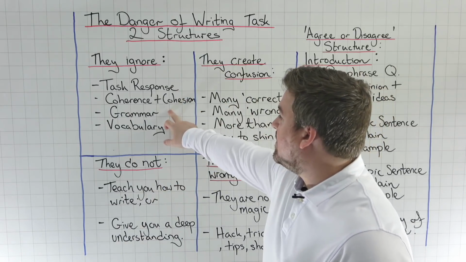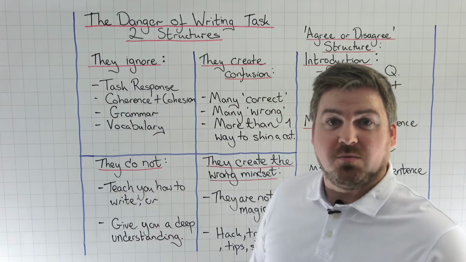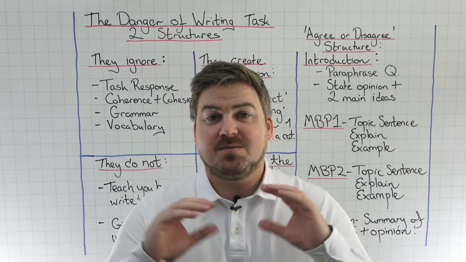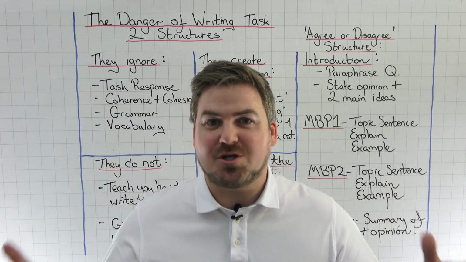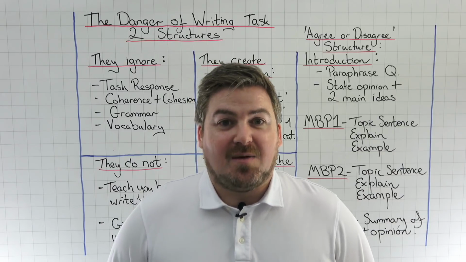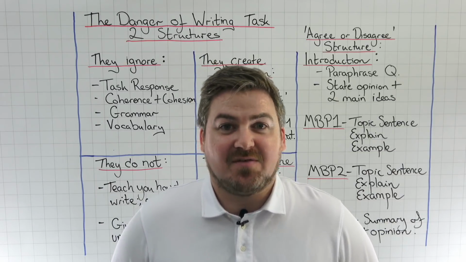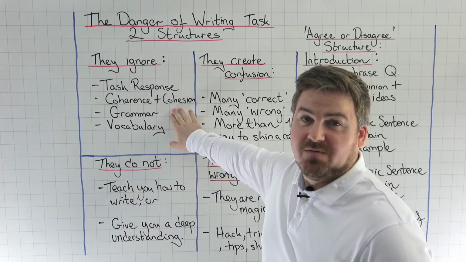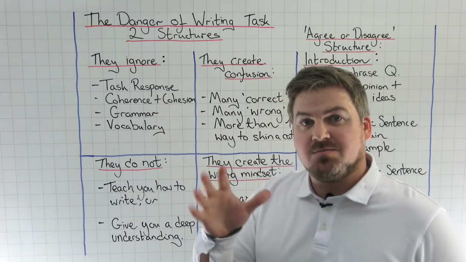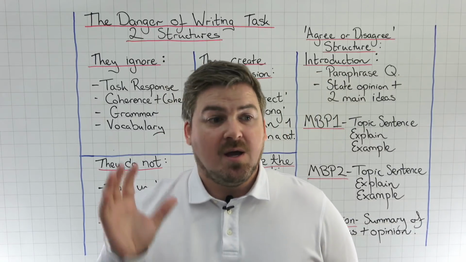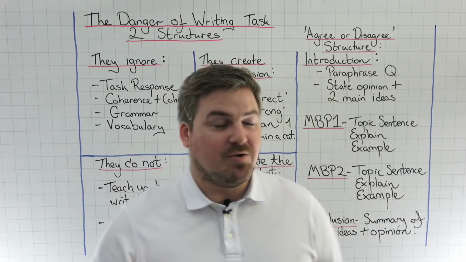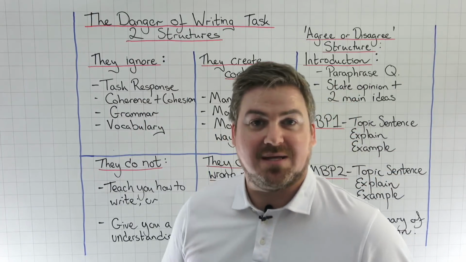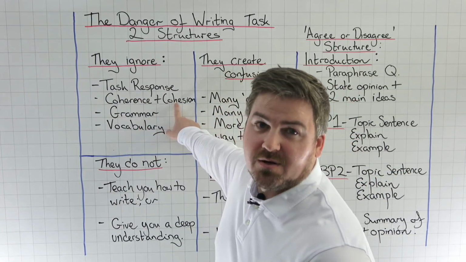Same with grammar and vocabulary, 50% of your total mark. Structure has nothing to do with grammar and vocabulary. It doesn't matter if you have the best structure in the world, you're never going to get a 7 or above if your grammar and your vocabulary is not at a 7 or above. Coherence and cohesion, it does help in this area, but most of coherence and cohesion is unrelated to structure, and a structure is not going to automatically mean that you get a high score here.